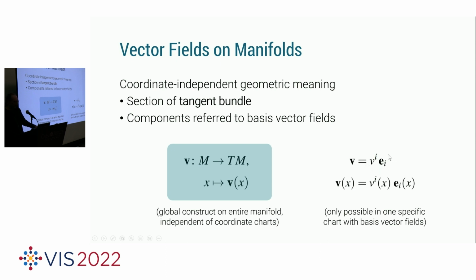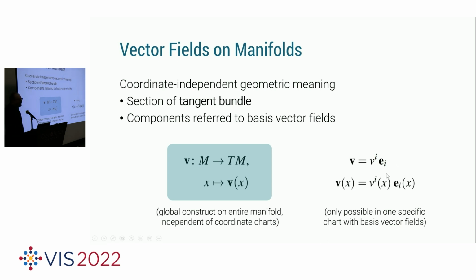Again, here you see the Einstein summation convention. It does not mean just one V^i times one e_i. It means a sum over all the i's, so V^1 times e_1 plus V^2 times e_2, and so on. But you need the basis vectors in every tangent space, which also means you need basis vector fields over the whole manifold.